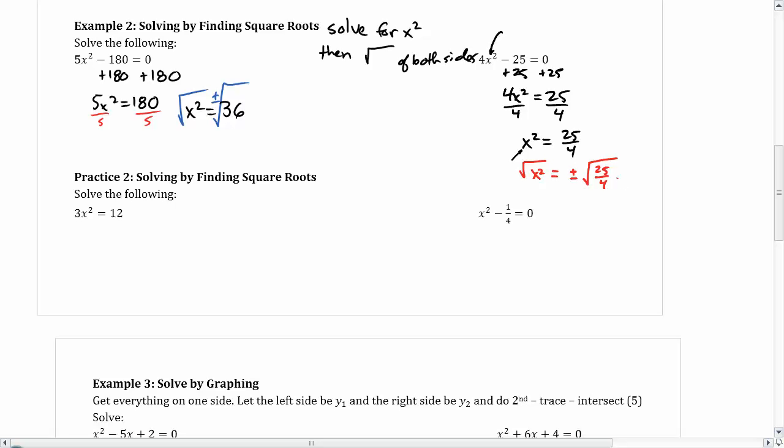Well, we can simplify that because the square root of 25 is 5. Sorry about that. It's 5. And the square root of 4 is 2. So this one boils down to be plus or minus 5 over 2. Okay? You can take care of these next practice problems right here.